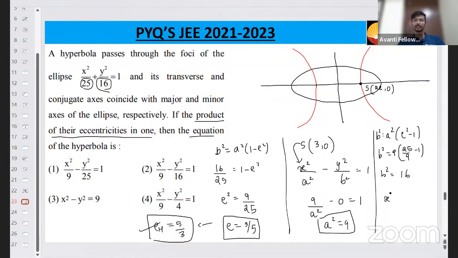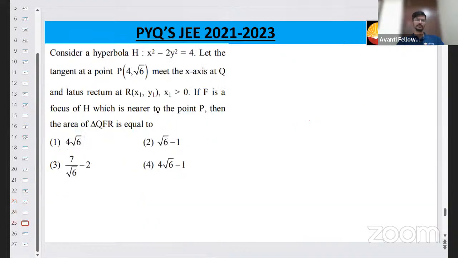So what is the equation? x²/a² − y²/b² = 1. This is our answer: x²/9 − y²/16 = 1, option number 2. I hope it is clear. So let's look at the next question. We still have time. So yeah, this might be the last question. Then we'll end the session.